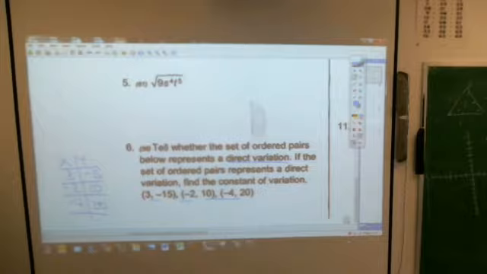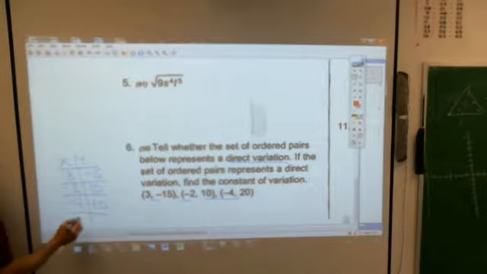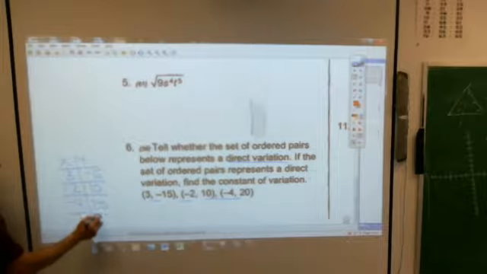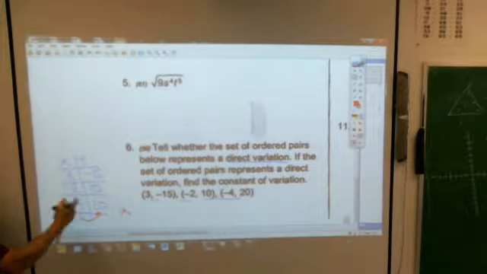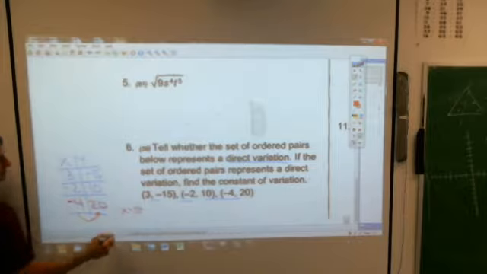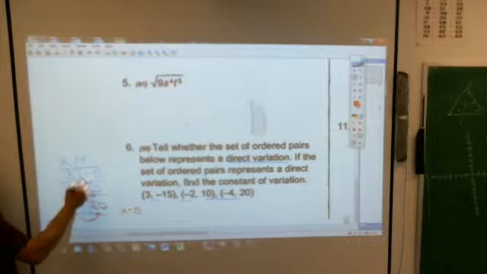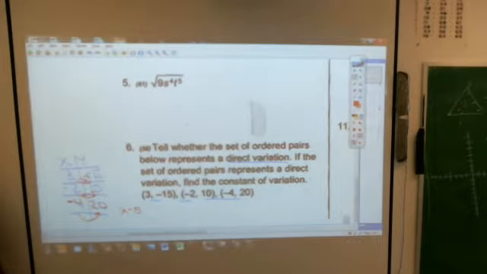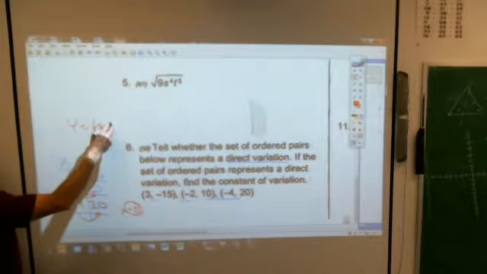In order for something to be direct variation, there has to be that constant of variation, which means you have to look at how you go from X to Y by multiplication, and it has to be the same for all of them. To go from negative 4 to positive 20, I have to multiply by negative 5. All of these have to be multiplied by negative 5. If they all are, then it is direct variation, and this is the constant of variation, because it goes back to y equals k times x.